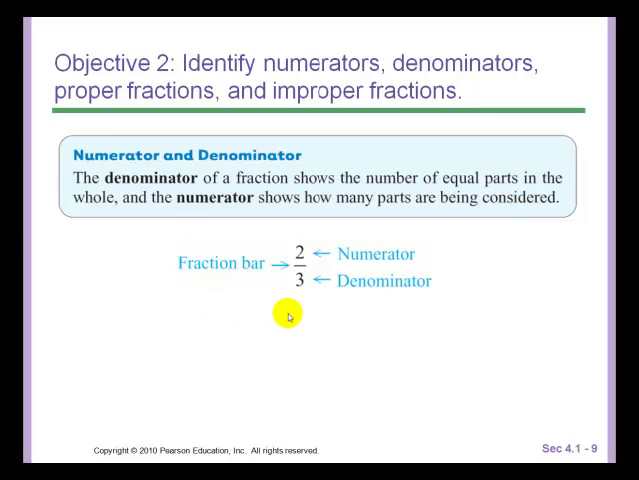Here's an example of a fraction. The 2 is in the top, that is our numerator. The 3 is in the bottom, that is our denominator. The fraction bar is what we put in between them. Some people like to refer to it as upstairs and downstairs.